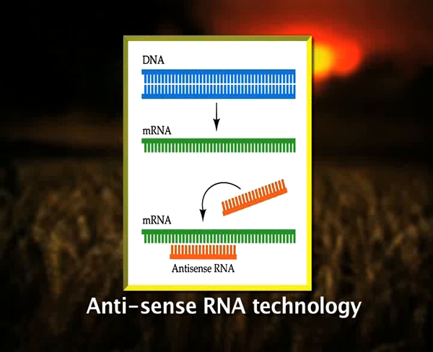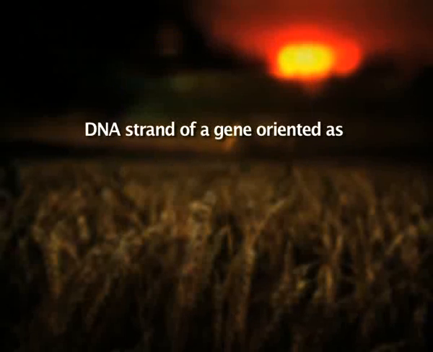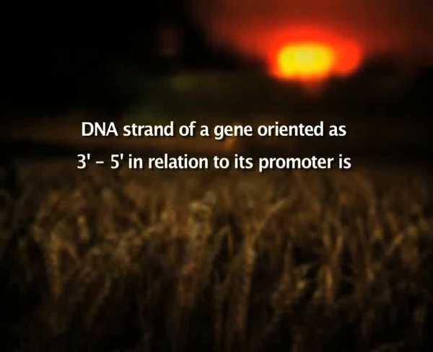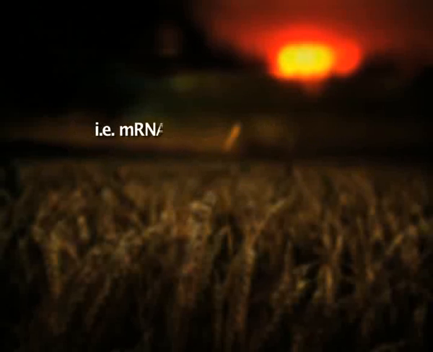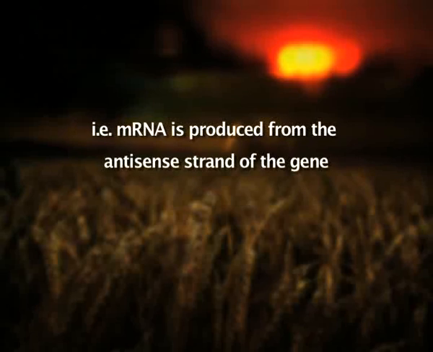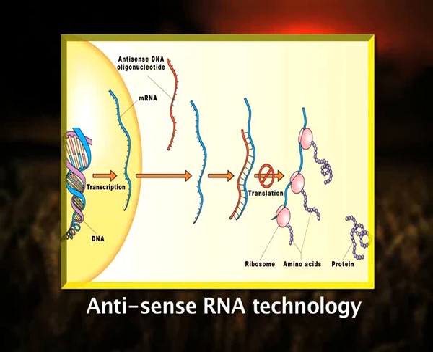Antisense RNA is complementary to mRNA of a particular gene. During gene expression, the DNA strand of a gene oriented in 3'-5' direction in relation to its promoter is transcribed. That is, mRNA is produced from the antisense strand of the gene. In antisense RNA technology, the sense strand of the gene, which is in 5'-3' direction, is inverted and reinserted into 3'-5' direction in relation to its promoter.